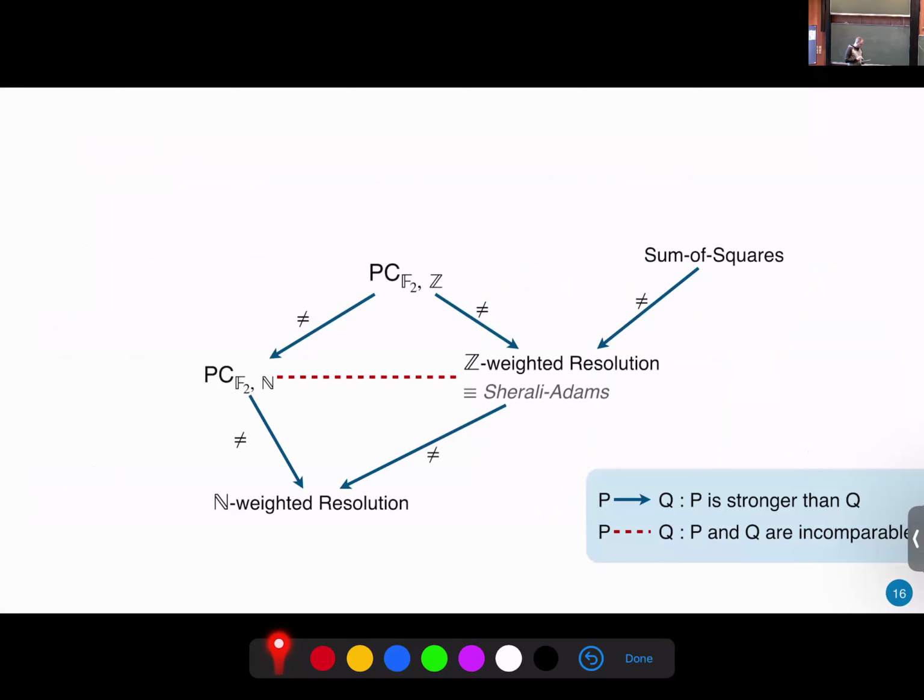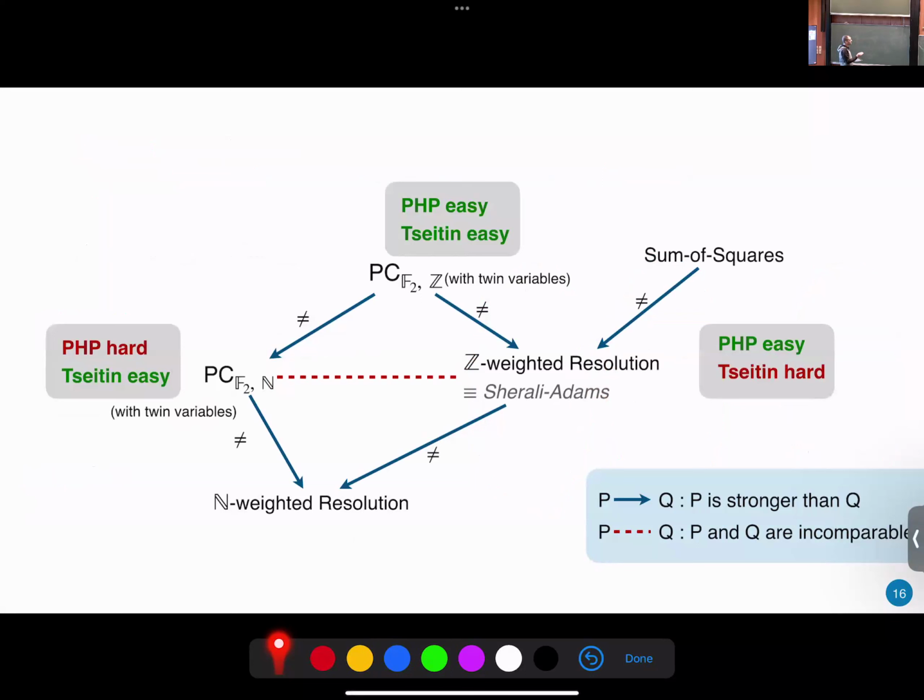Polynomial calculus over F2 and Sherali-Adams are like water and oil, they don't mix. One is able to do the pigeonhole principle, one is able to do parity reasoning, they are completely different worlds. So obviously they are incomparable, but this system somehow can mix the two things. So now in this system, both the pigeonhole principle and parity are easy. So it could be seen as a way to extend Sherali-Adams to allow parity reasoning.